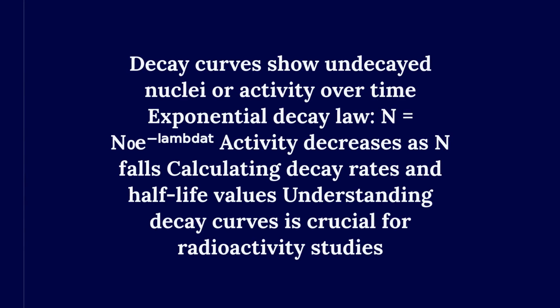Decay curves show the number of undecayed nuclei or activity over time. The decay law is exponential, described by N equals N naught e to the negative lambda t. The decay rate or activity decreases as N falls. This pattern helps calculate decay rates and half-life values. Understanding decay curves is crucial for radioactivity studies.